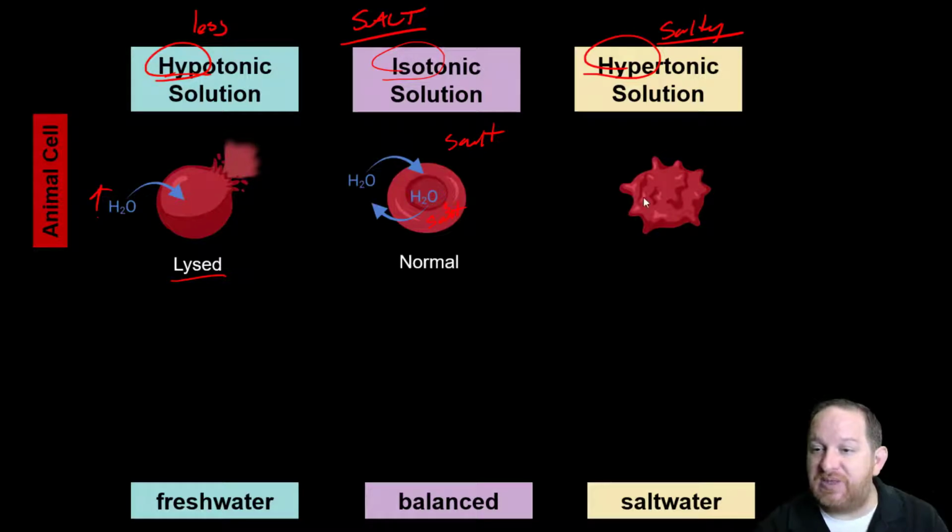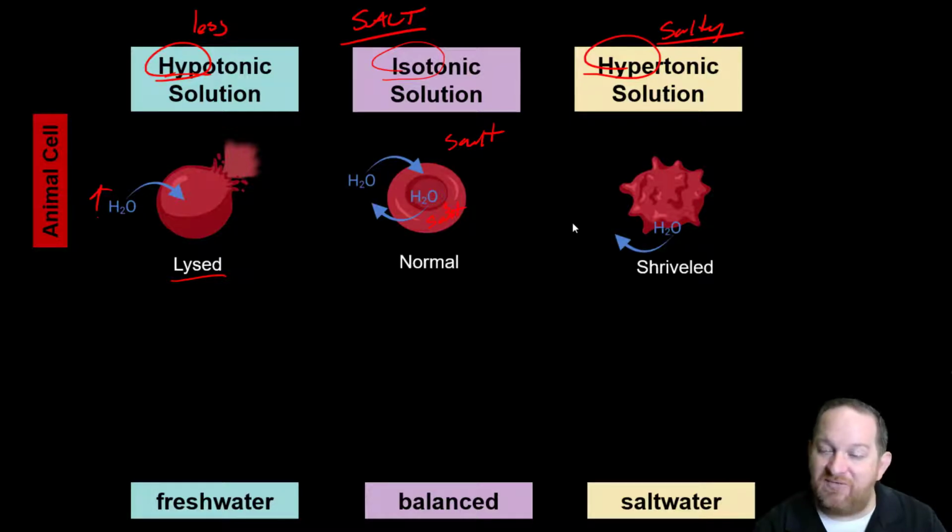So then let's say we put that red blood cell in a hypertonic, some really salty water. Well, in that case, what would happen is the concentration of water inside is greater than outside, so the water would leave. The water always moves from high to low concentration. So those are animal cells.